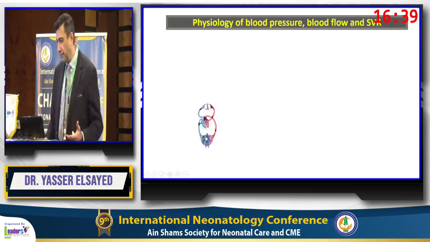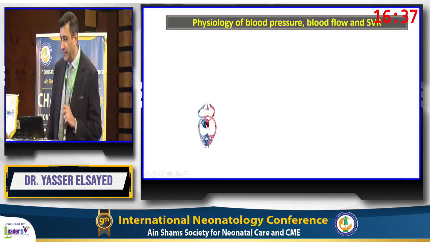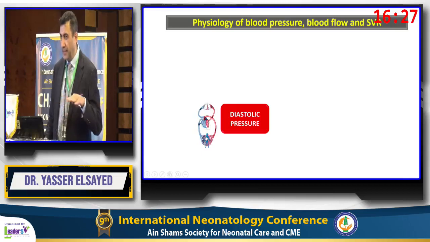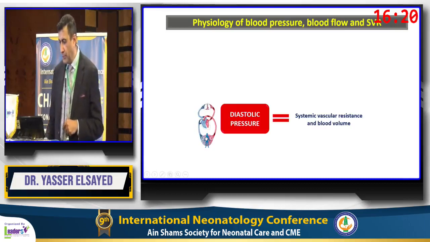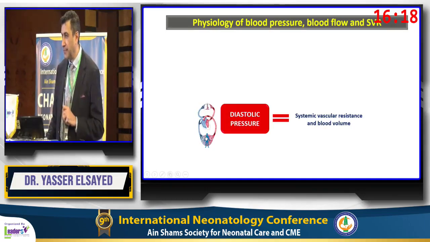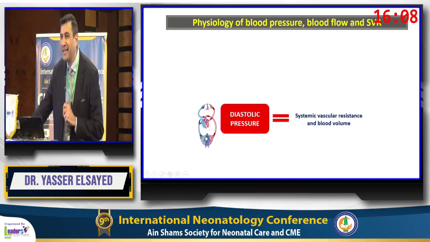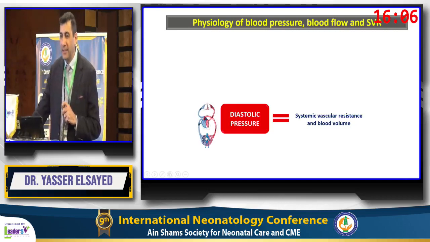So, physiology of blood pressure. We need to understand the physiology of blood pressure, so that you understand what it means when you have low diastolic blood pressure and normal systolic, or the opposite. The baseline blood pressure in the arterial circulation is the diastolic blood pressure. It is the lowest pressure in the arterial circulation, which depends on two things: systemic vascular resistance and blood volume. So when you have low overall blood volume in the systemic circulation, the diastolic blood pressure is also low. What's an example of that? When you have a preterm infant with PDA.